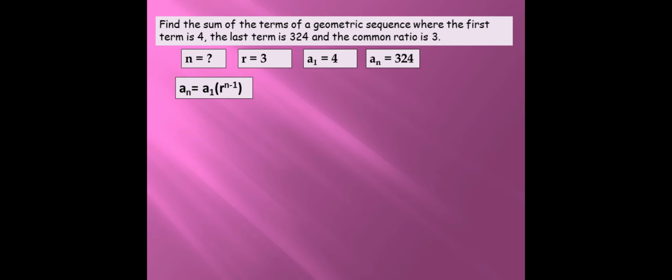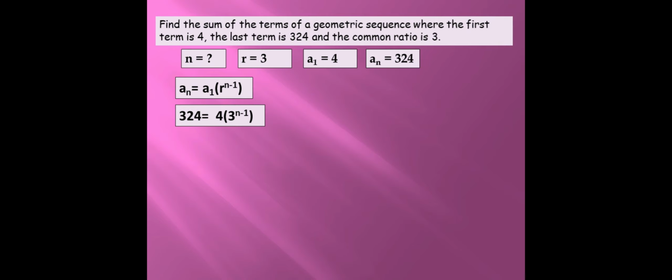ng geometric sequence, which is A sub n equals A sub 1 quantity R to the power of n minus 1. Okay, so substitute na natin dyan. Yung A sub n natin is 324 equals now to 4. Yung A sub 1 natin is 4. Yung R natin is 3 to the n minus 1.